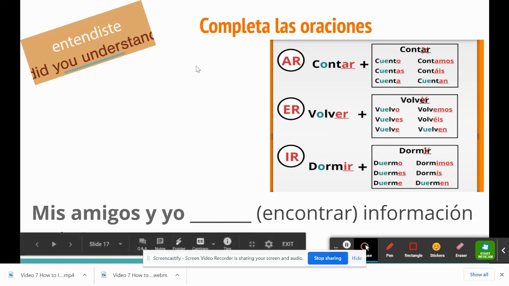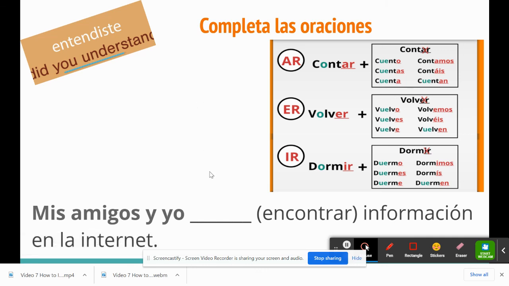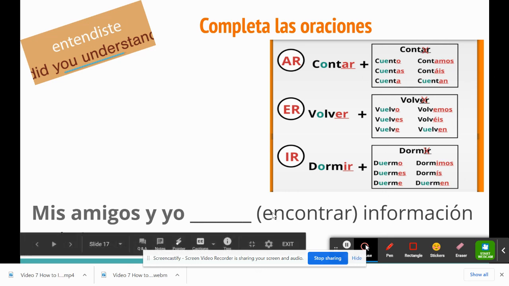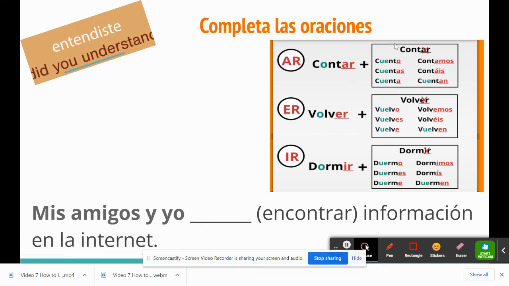Now, completa las oraciones. Mis amigos y yo, blank, encontrar información en la internet. You may use this word bank here. The verbs that are in parentheses may vary. They may match what's here, but they may not. You can use this word bank to conjugate the verb. So encontrar ends in AR. You need to conjugate with mis amigos y yo, so your answer should be somewhere in here.